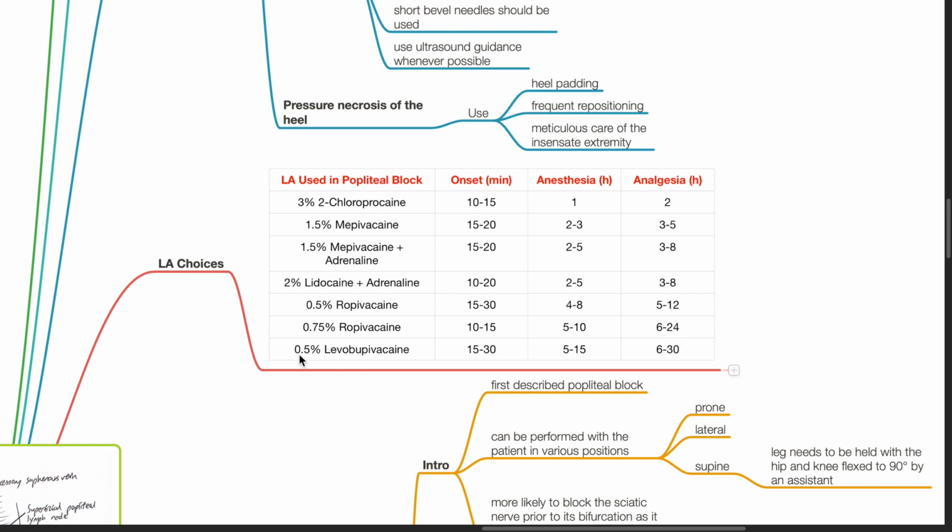0.5% levobupivacaine, onset 15 to 30 minutes, anesthesia 5 to 15 hours, analgesia 6 to 30 hours.